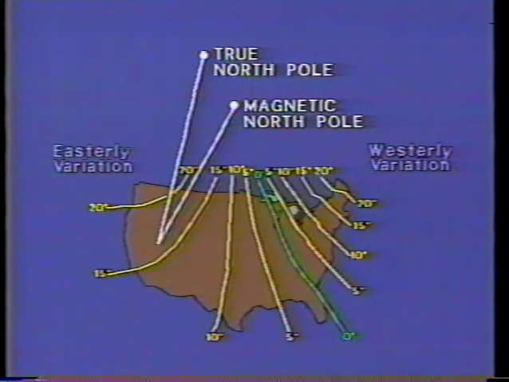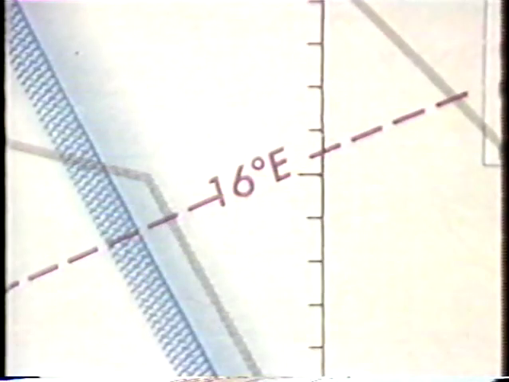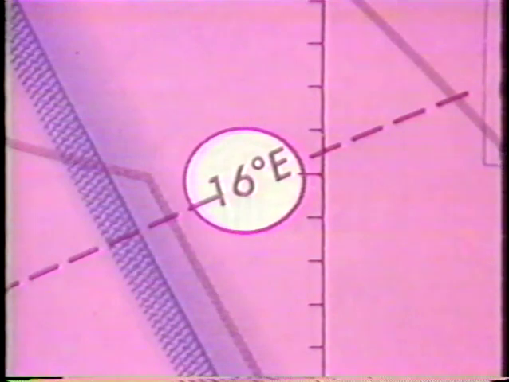This is taken into consideration during flight planning, and the amount of variation is either added to or subtracted from the true course of a flight to a desired magnetic course. Easterly variation is subtracted from true course, and westerly variation is added. In this example, the isogonic line shows a 16-degree easterly variation.